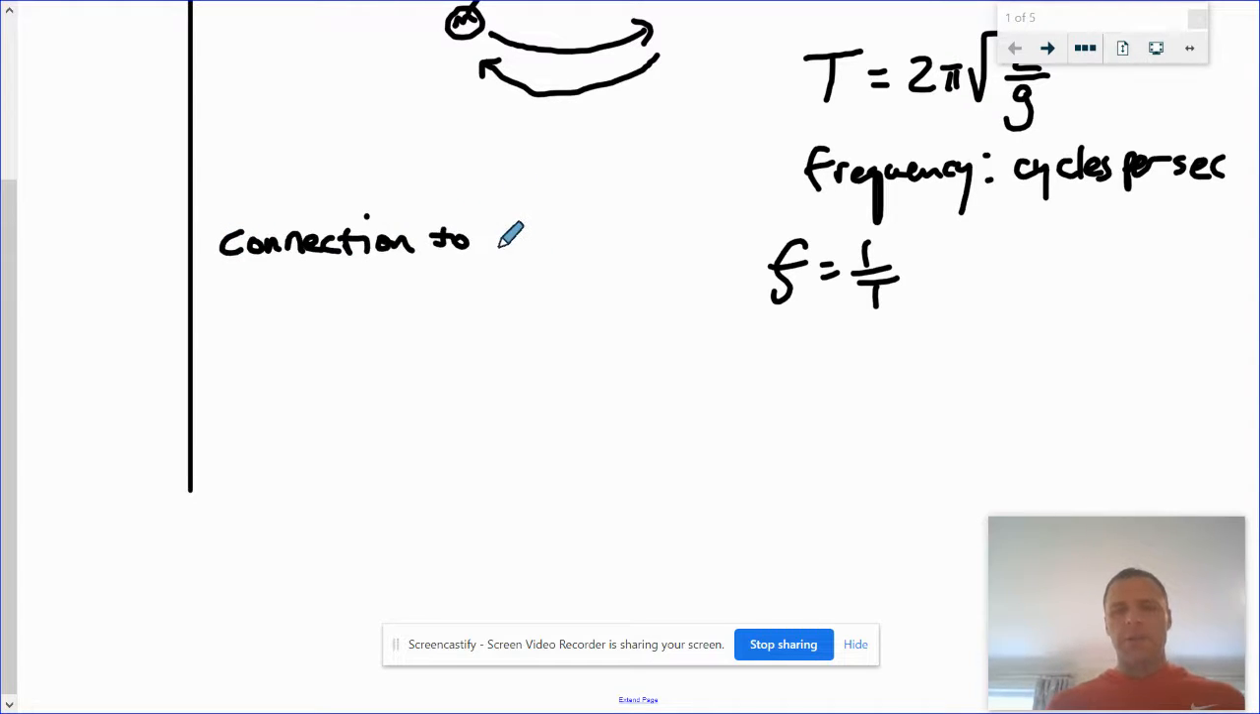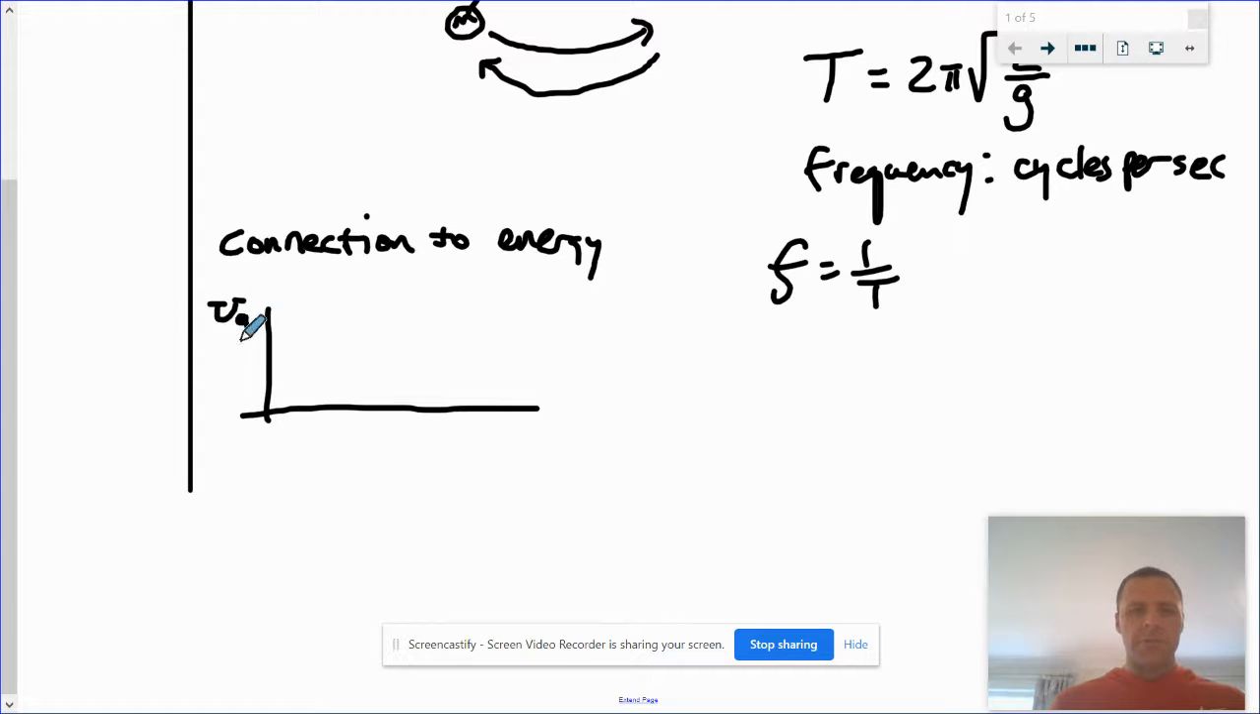Connection to energy. You could be asked to make a graph of the gravitational potential energy of a simple pendulum, or at least interpret a graph of the gravitational potential energy of a simple pendulum based upon one period. This would be half a period, and then maybe 3/4 of a period, and 1/4 of a period.